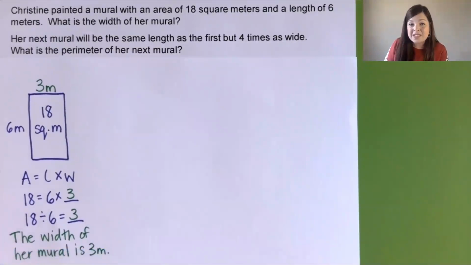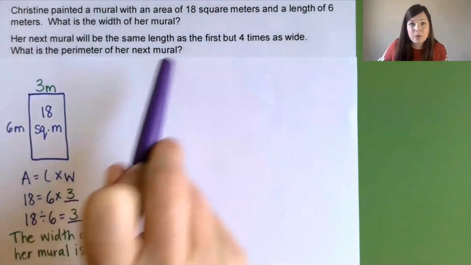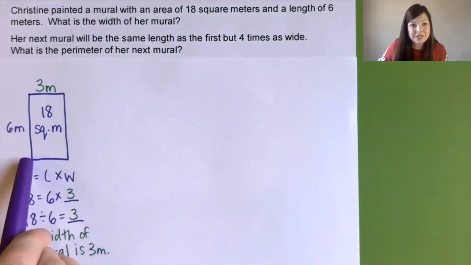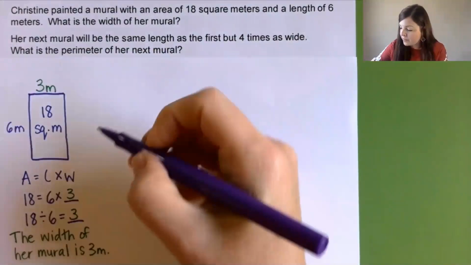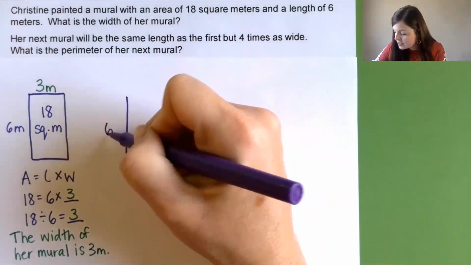We can start with the side that we know. It says her next mural will be the same length as the first. Well, we know that the first mural, the length was 6 meters. So we can start with that. So let's draw a length of 6 meters.